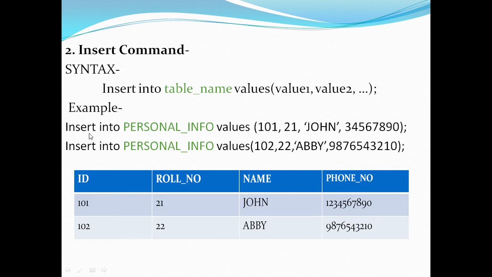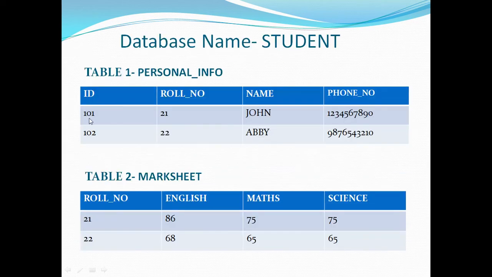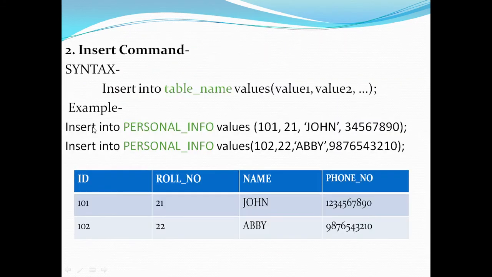So let's take the example. What will we write? Insert into, and what is the table name? Personal info. The table name is personal info, then values, and then one by one we have to write all the values. So what is the first value? 101. What kind of value is it? A numeric type of value. So we have written 101. Then roll number 21. Then we have put the name John.